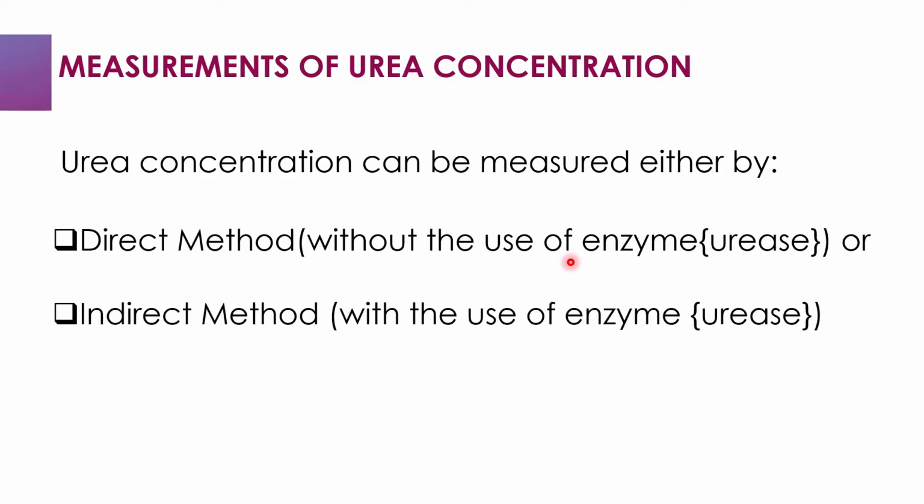Measurement of urea concentration. Urea concentration can be measured either by a direct method or an indirect method. The direct method is without the use of an enzyme, and the indirect method involves the use of an enzyme, basically urease here, to hydrolyze our urea into ammonia before subjecting it to a chemical method.